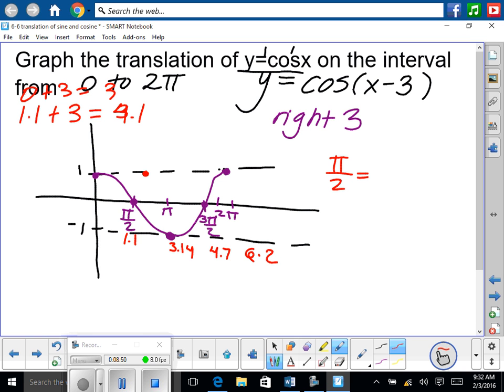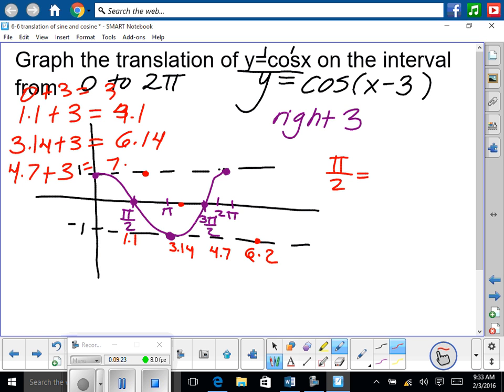Oh, we're supposed to be going right. And I'm going right, right? Right. If left would be this way, right? Yeah. So going to 4.1 would be about right there. And then right here going 3.14 plus 3, you'll be at 6.14, right? So this will be at about 6.14, and then once again 4.7 plus 3.